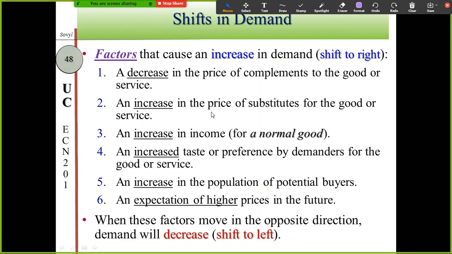Okay, if the question asks you what factors make a change in demand, change to the right hand side or change to the left hand side, can you explain? Okay, so you need to answer based on this slide.